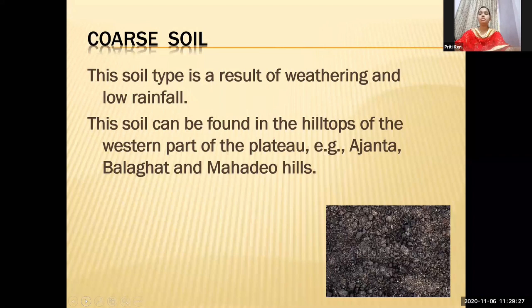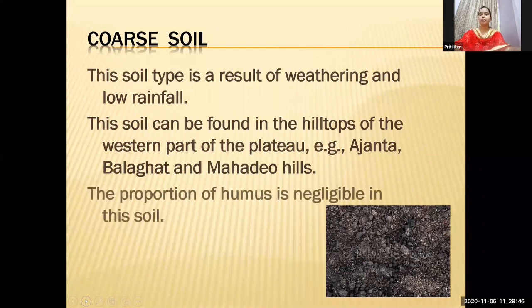Now, this type of soil is found in the hilltop region. Hilltop means the uppermost part of the hill of the western part of the plateau. Example, Ajanta, Balaghat and Mahadev hills. These are the hills where coarse soil is found.